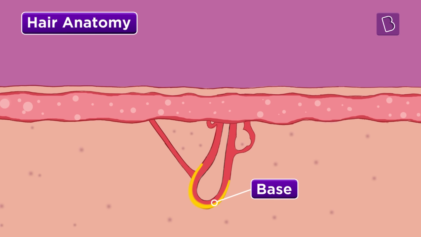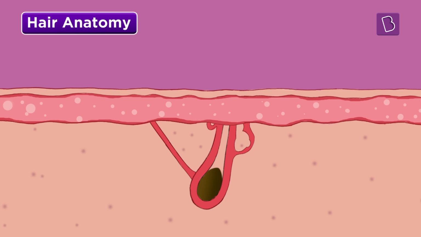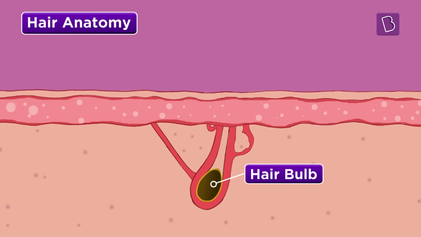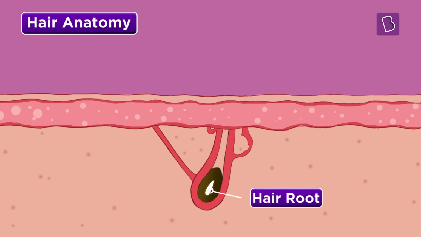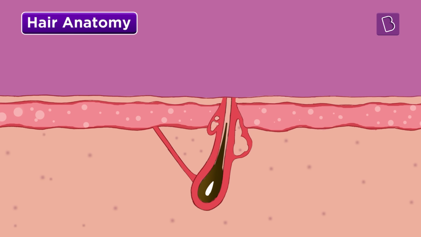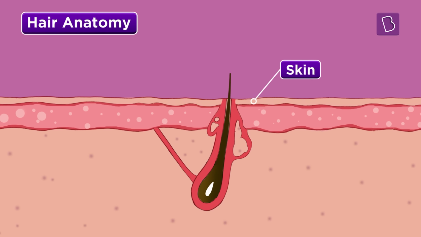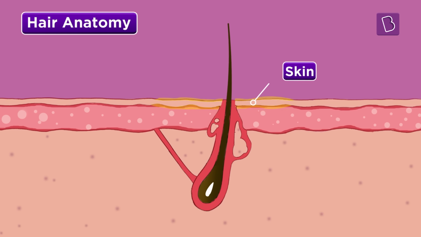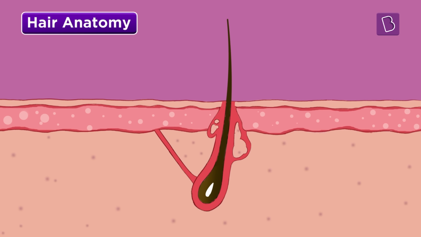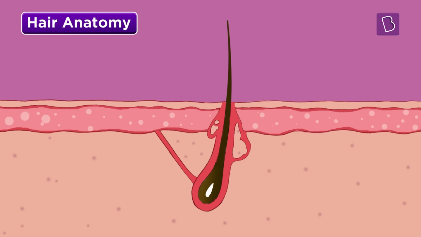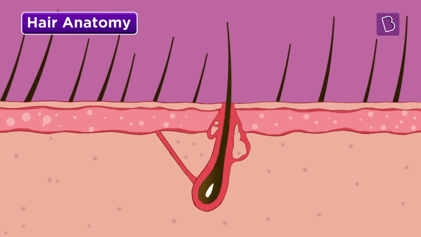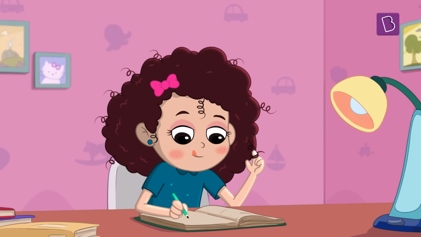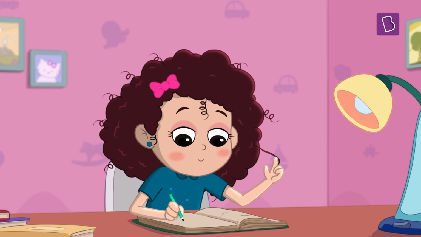Do you see the base of the follicle? This is where the hair starts to grow in the form of a hair bulb. Inside the hair bulb is the hair root. The root then grows out of the follicle until it reaches the skin and sticks out of the pore. The visible part of the hair outside the pore is called the hair shaft. Finally, it turns into the hair that we see in all its glory.